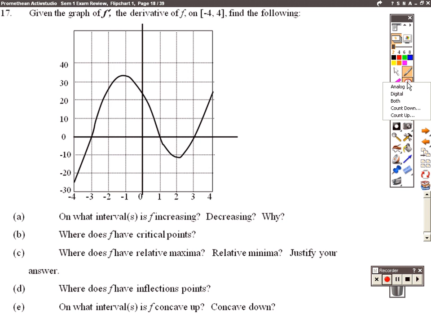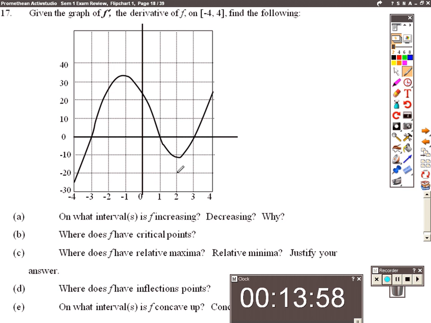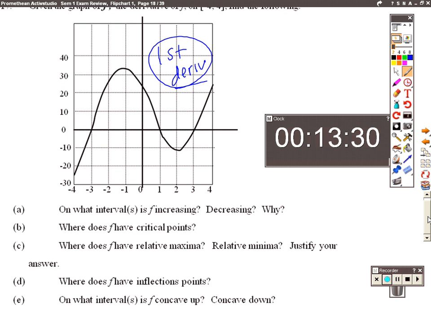Continuing on with our exam review, taking a look at problem number 17. They're giving you the graph of the first derivative, and they're going to ask you to interpret some information about the original function. Now, in reviewing, this is really the All About Me sheet. First of all, notice that I'm labeling this graph as representing the first derivative so that my thinking stays clear as to what I've been given, and they're asking me questions about the original function. Again, review the All About Me sheet and make sure you know that inside and out.